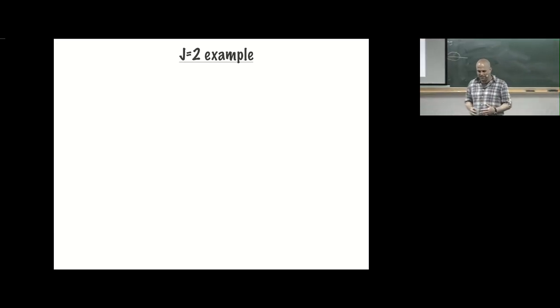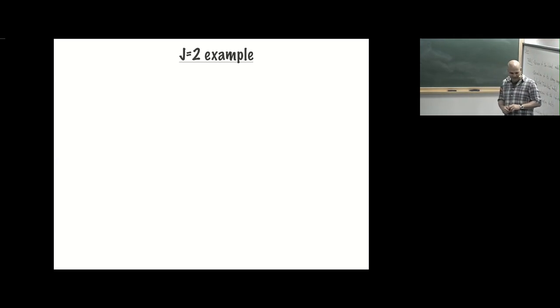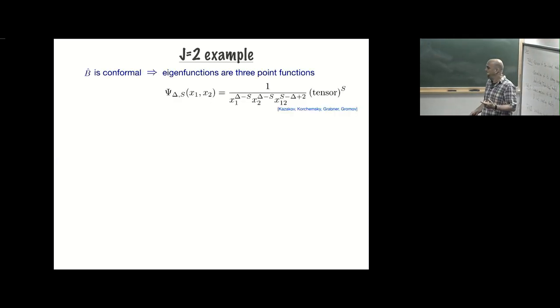So we concluded that physical operators, particularly in the spectrum of the model, are in one-to-one correspondence with wave functions that are stationary under the graph building operator. Let's do one example, the almost simplest example, in detail. So this is the case of J equal to 2, an operator with two phi 1 interactions. In that case, the wave function is just a function of two scalars.